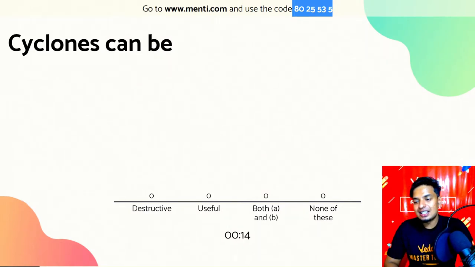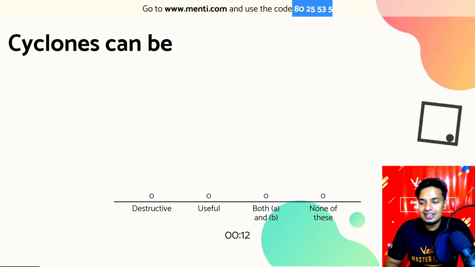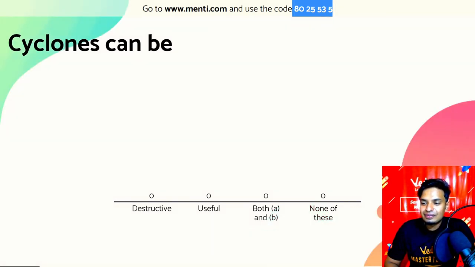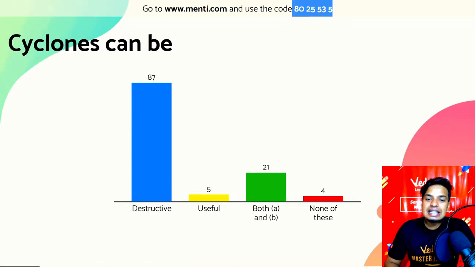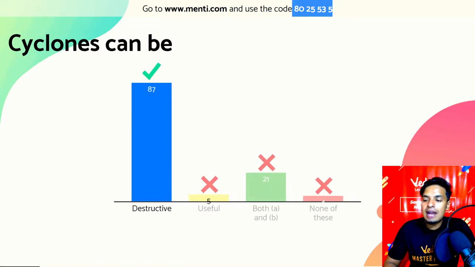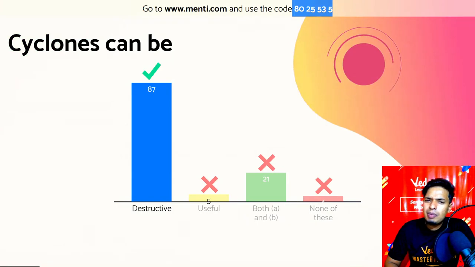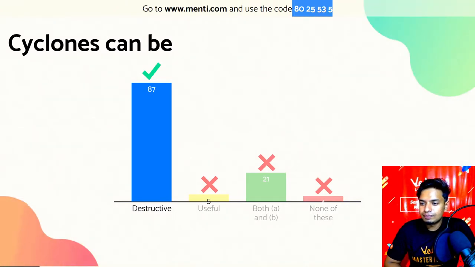Strong feeling, it's C. I think it's D. None of this. That's the right answer. Okay, it's destructive, of course, guys. Cyclones can be destructive. How can it be useful? I'm very curious to know from you guys. How can it be useful?